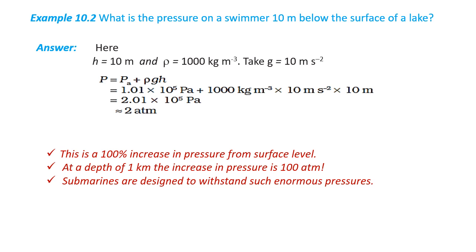Let's solve numerical example 10.2 of your NCERT based upon the knowledge we have studied in the last topic. You have to calculate the pressure on a swimmer 10 meters below the surface of a lake. Here height is 10 meter, density is 1000 kilogram per meter cube, and acceleration due to gravity I am taking as 10 meter per second square. So by using the equation P equals PA plus rho g h, and on putting all the values, you will get the pressure as 2 atmospheric pressure, or you can say 2.01 into 10 raised to power 5 Pascal.